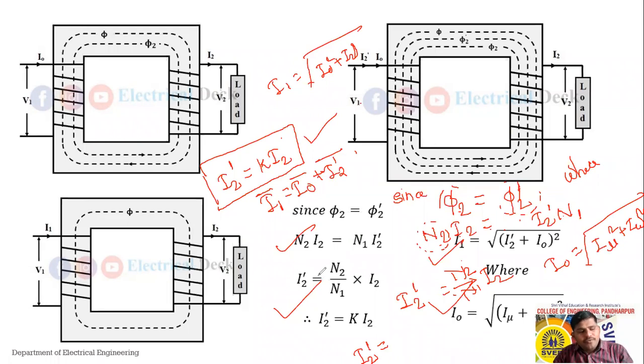Okay. I hope you all have understood this concept. That means, what is the conclusion and what is the behavior of the transformer when it is put on no load and when it is put on full load. The phasor diagram of the same we will draw in the next lecture.